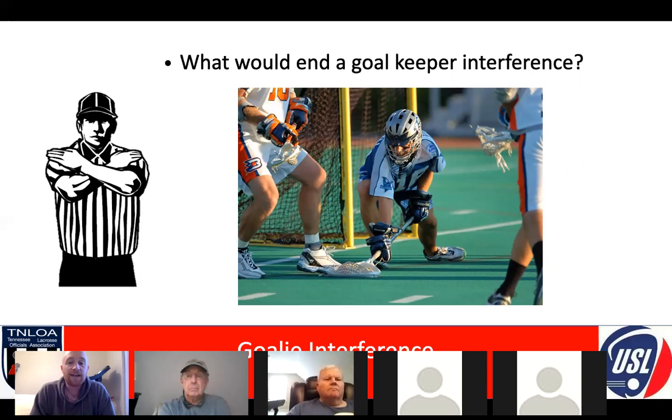What would end a goalkeeper interference? This is a question I want to have for everyone. What would end a goalkeeper interference? Here is this situation. Goalie's reaching outside the crease to play the ball. Loose ball. He's trapped the ball under his cross, which he's allowed to do. The field players are allowed to check his cross. This player is kicking his cross. What would you call?